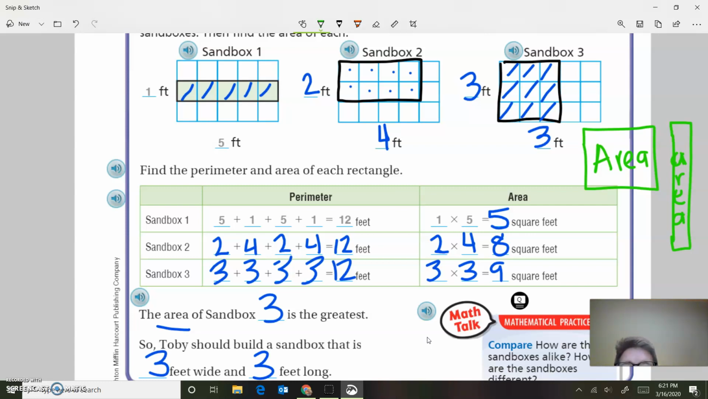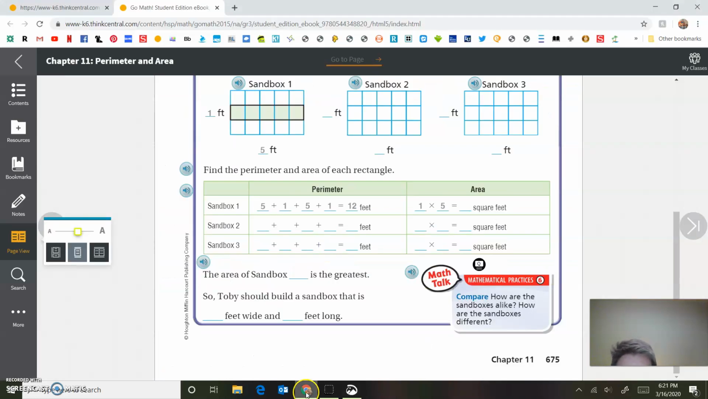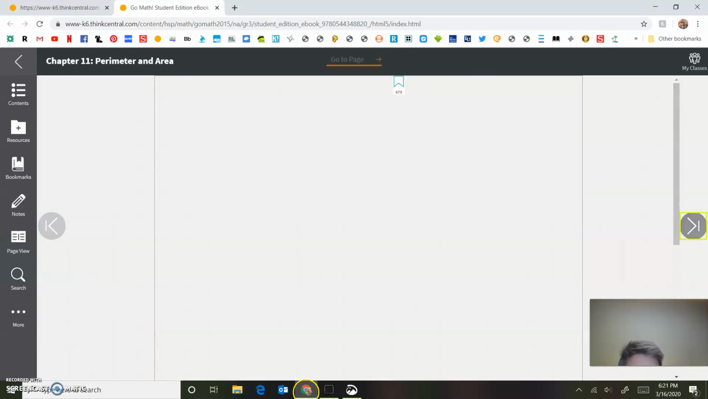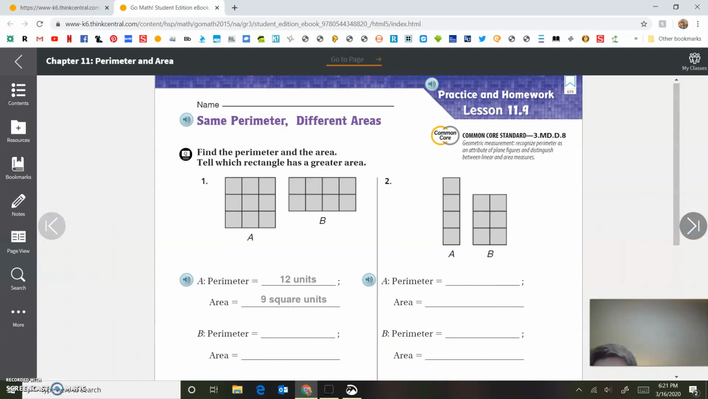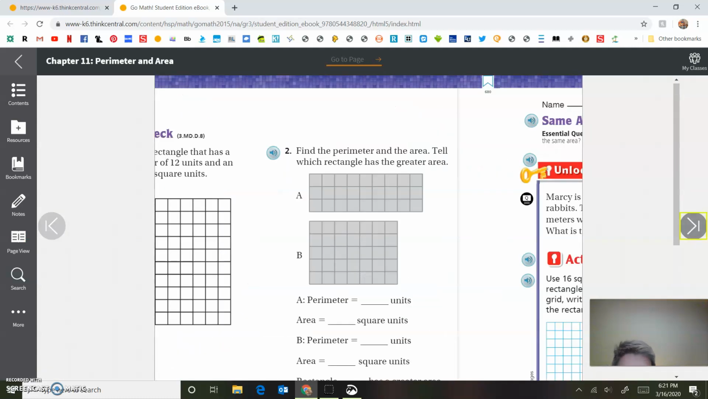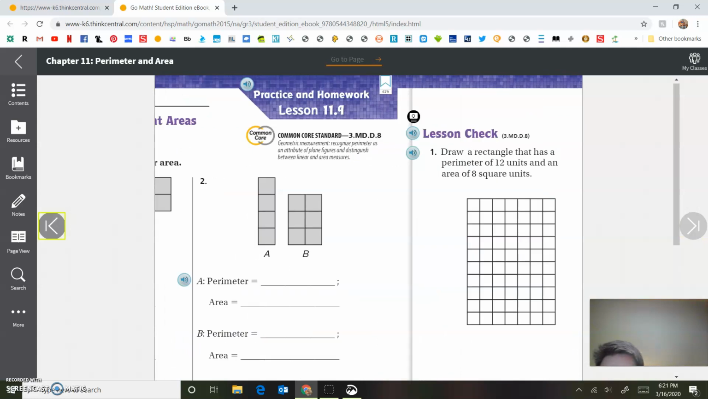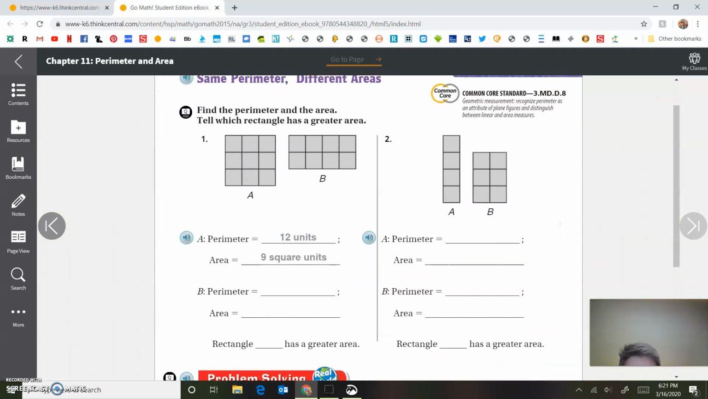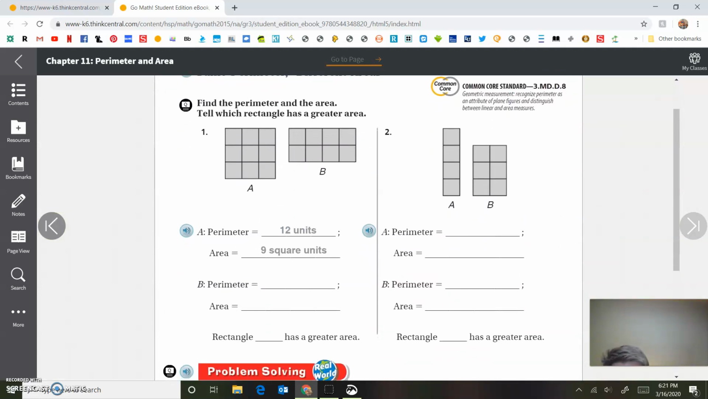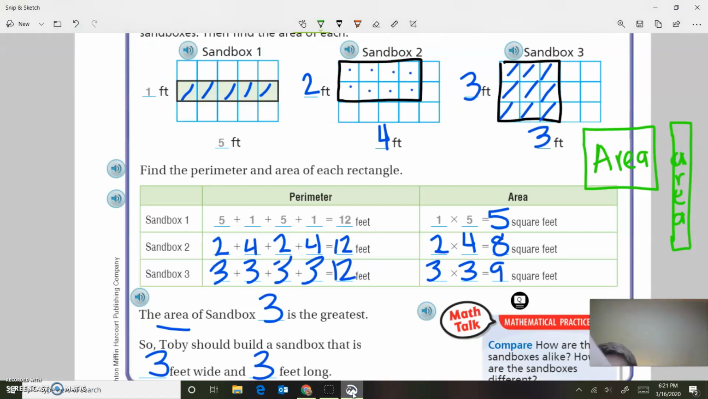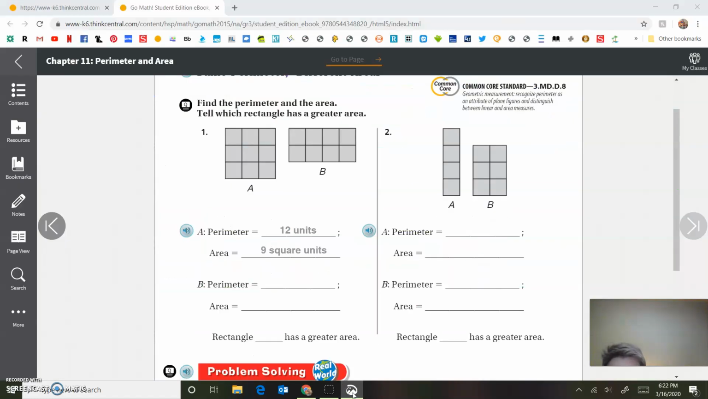Okay? Now let's flip all the way to the back to the practice page. So boom, boom, boom, boom. Oh, I went too far. No, I didn't. Yes, I did. Here it is. And let me make a quick snip here. New snip.